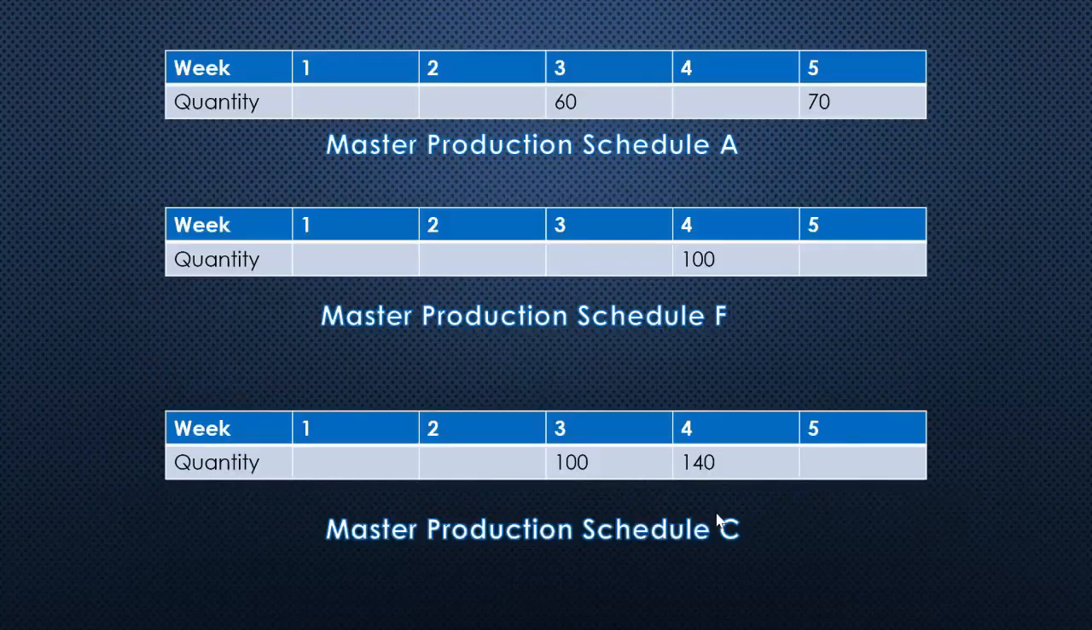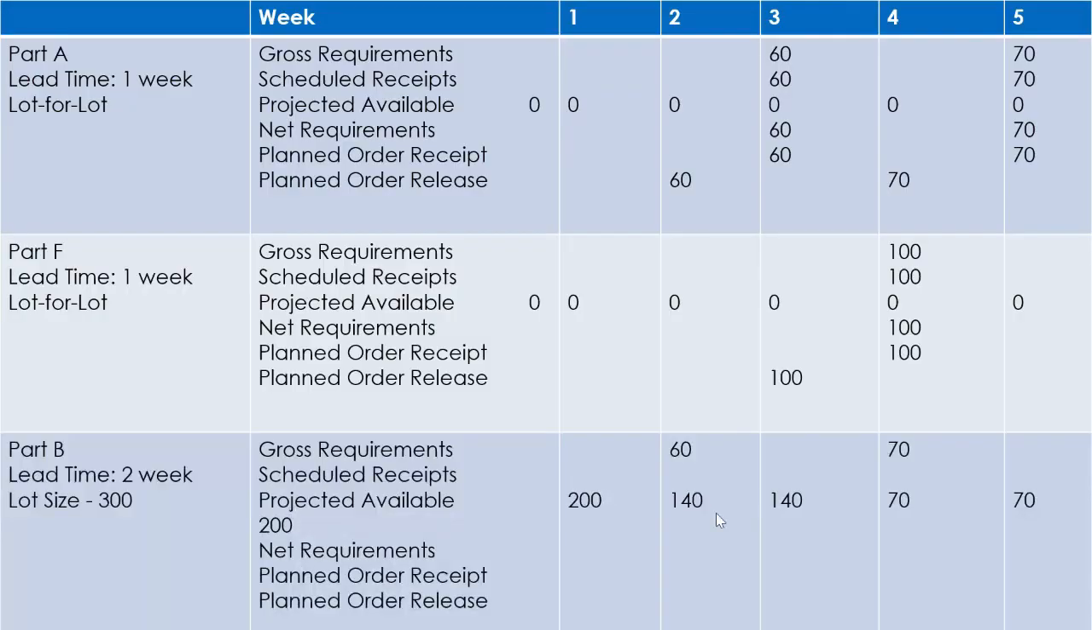So for the first, we have A. For A, they mentioned that in week 3 you have 60. In week 5 you need to have 70. In F, for week 4 we have 100. In C you see there's 100 and 140 in week 3 and week 4 respectively. Okay, without wasting our time, let's move forward to the table. In part A, you can see this part A over here on the side. These are the parts over here. We have A, F, and B. So the lead time is 1 week and lot-for-lot. Lot-for-lot means it's unit per unit.